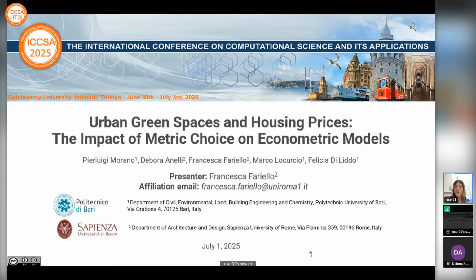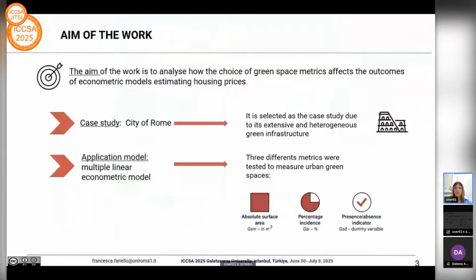So now I will be presenting a research project carried out in collaboration with professors Pierluigi Morano, Deborah Nelli, Marco Locurcio, and Felicia De Liddo, entitled Urban Green Spaces and Housing Prices, the Impact of Metric Choice on Econometric Models. The aim of this work is to analyze how the choice of green space metrics affects the outcomes of econometric models estimating housing prices.